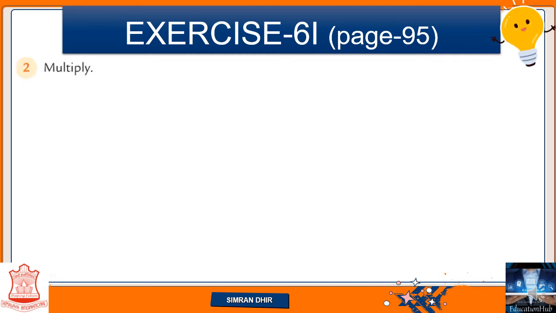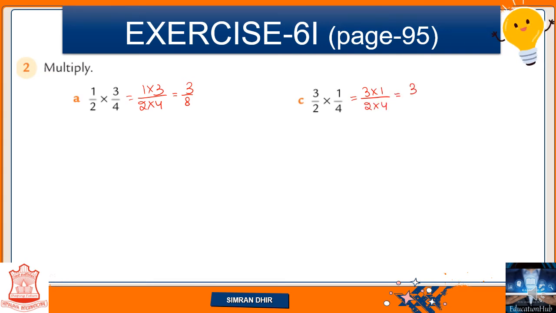Let's come to question number 2. What does question number 2 say? It says we have to multiply. So how are we going to multiply? Let's see. A part is 1 by 2 into 3 by 4. So what we will do, 1 into 3 upon 2 into 4, numerators and denominators we will multiply, so it will be 3 by 8, right? Let's see C part. C part is 3 into 1 divided by 2 into 4, again 3 by 8.